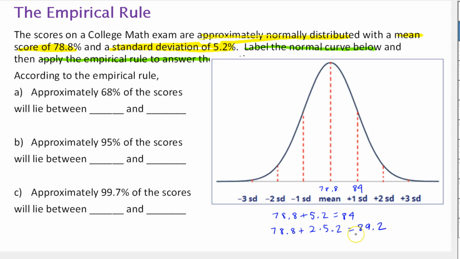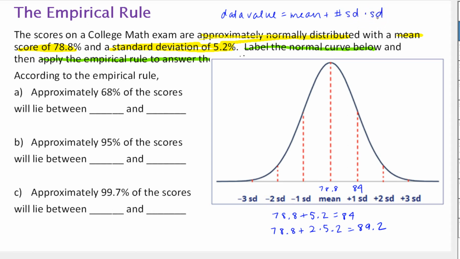And this will be true in general. I'm just going to write this here. The data value will equal the mean plus the number of standard deviations, above the mean would be positive, below would be negative, times the standard deviation itself. So SD is standing for standard deviation.